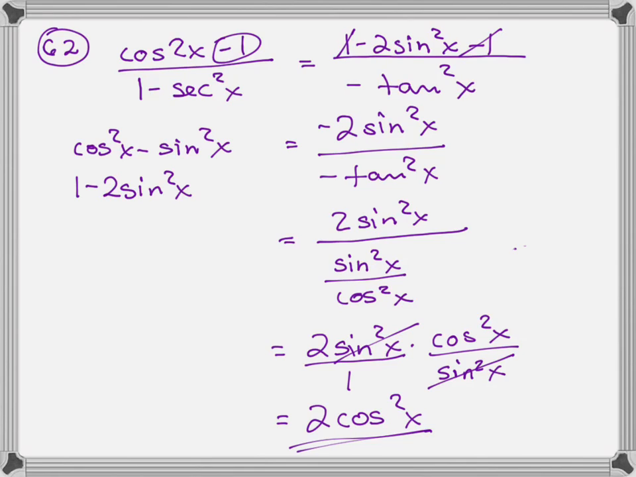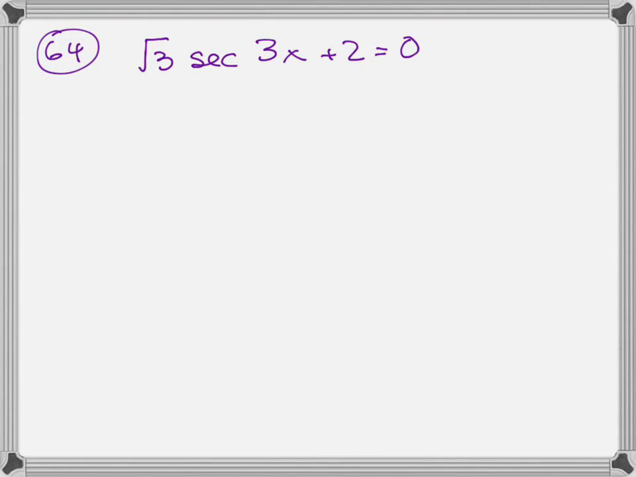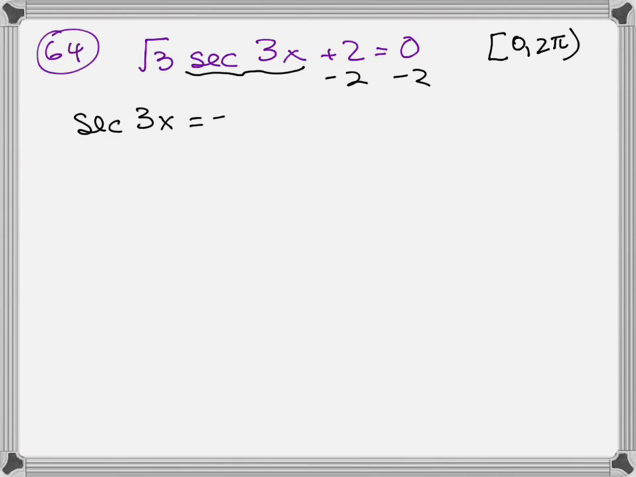Okay, let's do one more. Okay, the next problem is number 64. We want to find all the solutions in the interval from 0 to 2 pi, 0 included, 2 pi not included, for the square root of 3 secant 3x plus 2. Okay, let's isolate and get the secant of 3x by itself. We're subtracting 2 and then we divide by the square root of 3. So the secant of 3x is equal to negative 2 over the square root of 3.